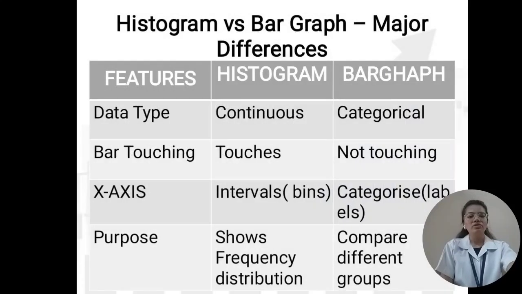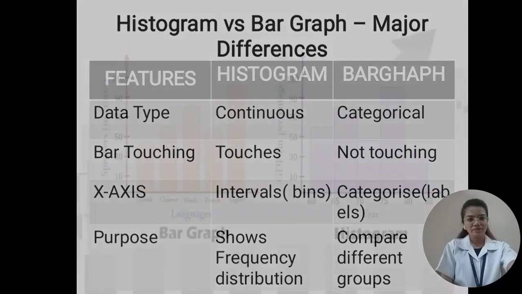Now the difference between histogram and bar graph. The major difference is that the data type in a histogram is continuous and in a bar graph is categorical. Bars touch in a histogram and do not touch in a bar graph. The x-axis has intervals in the histogram and categories in the bar graph. And the purpose is to show frequency distribution in a histogram, and completely different categories would be seen in a bar graph.